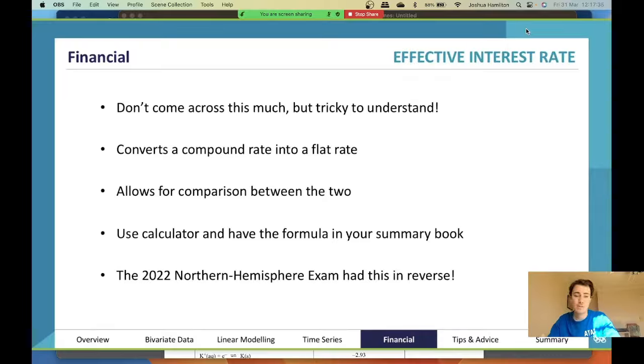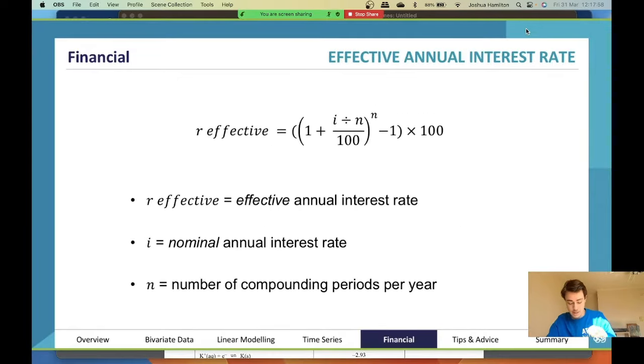But that was sort of difficult for them. It was difficult at the time because it had never been done before. So I know overall it wasn't answered very well. It was difficult for that set of students. For you guys, it's not going to be because you know how to do it. So really, really important that you have this formula in your summary book, despite the fact it is in the Casio. So, as you can see here, this is the formula. I need this in your summary book.